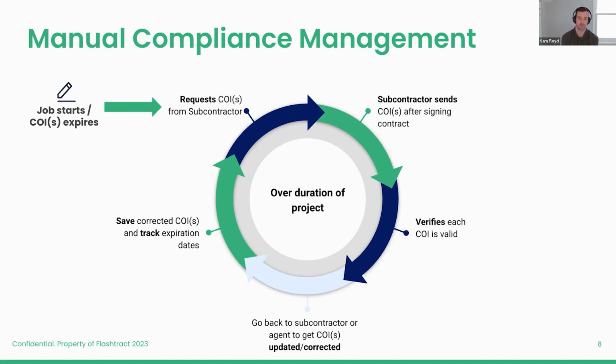And then you have to track the expiration date, right? Because those always expire just about once every year. And once those do expire, this entire process starts back over, right? Request a new COI, make sure the insurance is valid, make sure it's correct, adjust if needed. And this happens over the life of the project, and it's on and on and on. So it becomes very manual, especially as you continue to grow and expand, obviously with more subcontractors and more compliance to track.